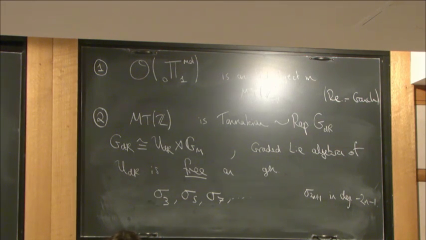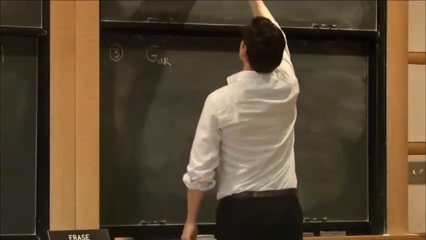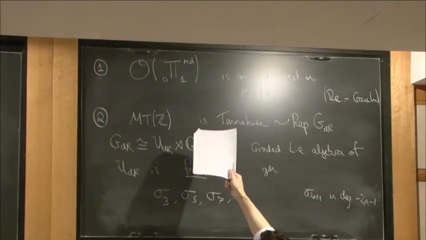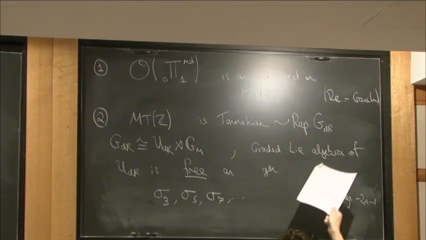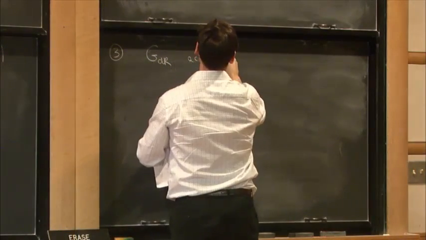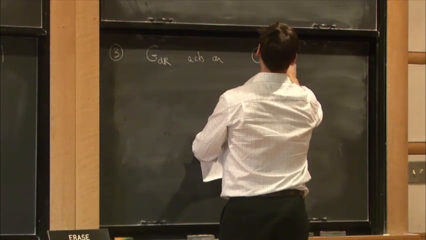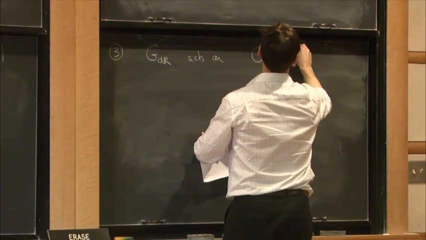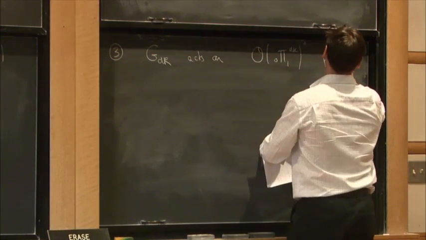And one implies that the de Rham realization of O of 0 pi 1 1 is a representation of G de Rham. So G de Rham acts on O of 0 pi 1 1 de Rham, and we know that it acts faithfully.